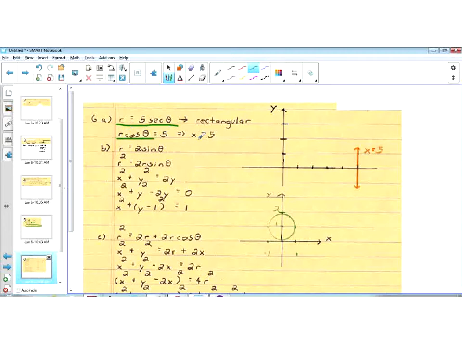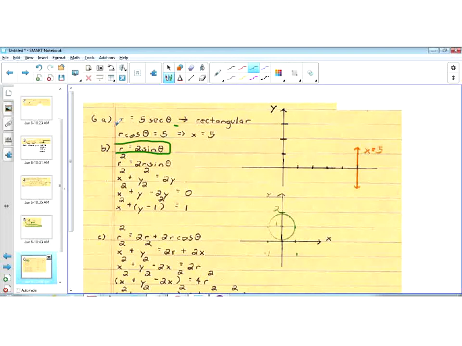But by definition, r cosine theta is just x. So the equation that we would graph for this polar equation in the xy plane would be x equals 5, a vertical line x equals 5. All right, so now let's consider part B, topic 6. Suppose we want to graph in the xy plane this polar equation, r is equal to 2 sine theta.